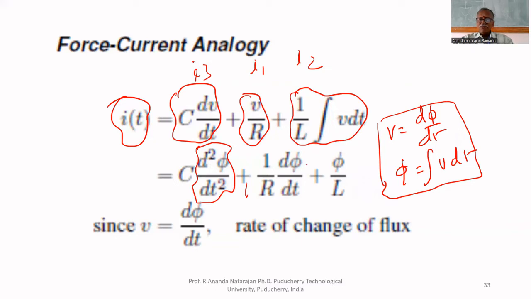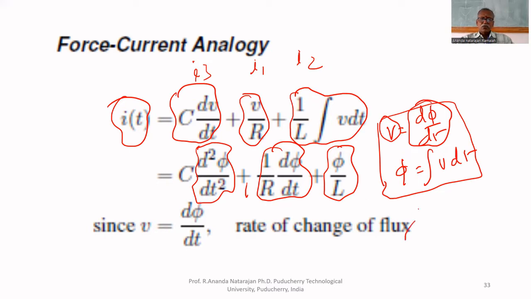V is equal to d phi by dt. So we can write the integral of V dt equal to phi, therefore phi upon L. So we can write in terms of phi also. Rate of change of flux equal to voltage. This is rate of change of flux equal to the applied voltage across the element.